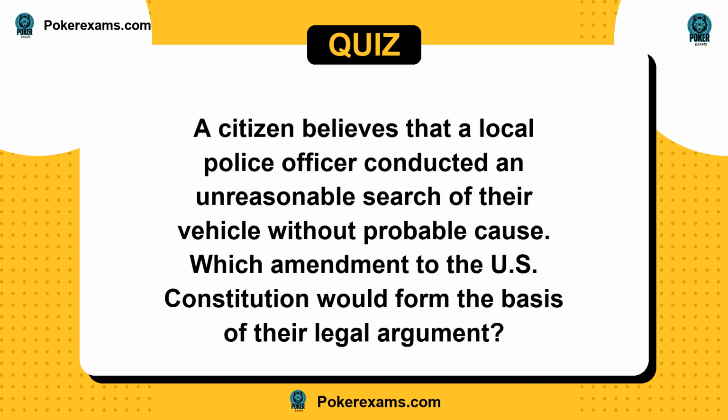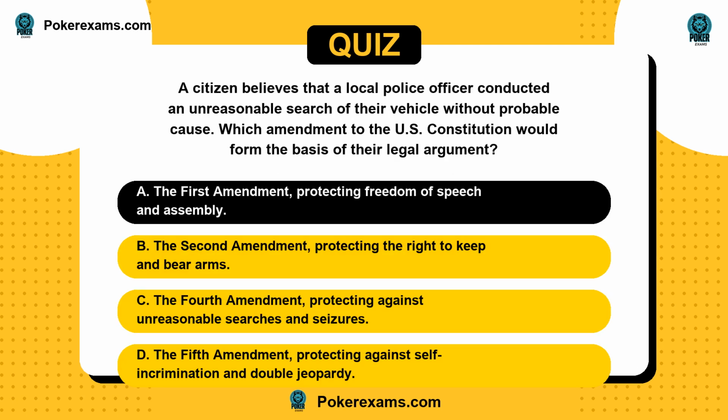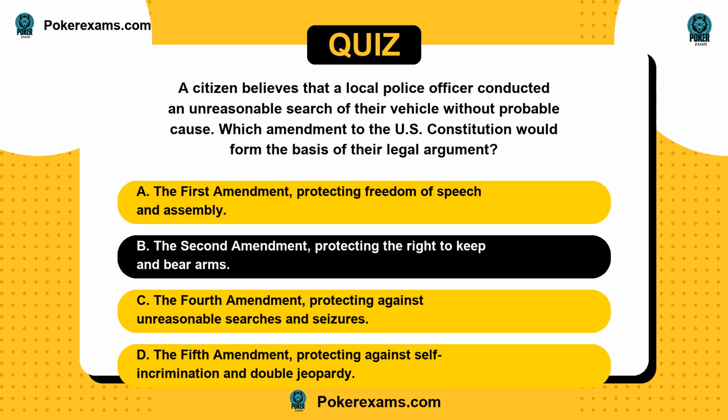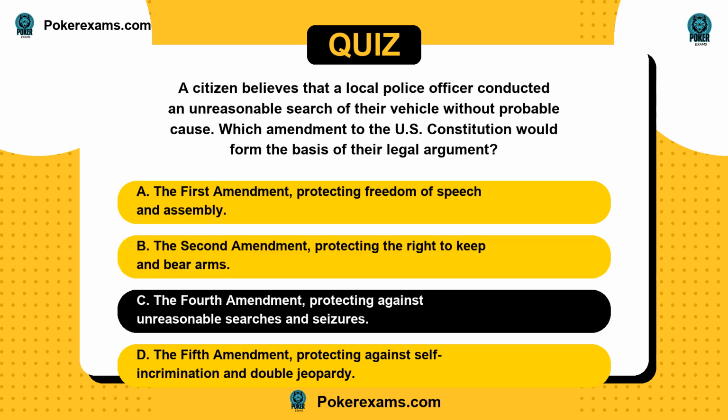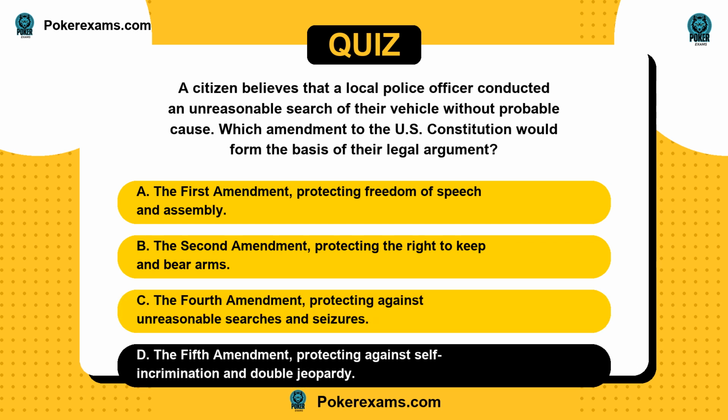Next question. A citizen believes that a local police officer conducted an unreasonable search of their vehicle without probable cause. Which amendment to the U.S. Constitution would form the basis of their legal argument? Is it A, the First Amendment, protecting freedom of speech and assembly? Or B, the Second Amendment, protecting the right to keep and bear arms? C, the Fourth Amendment, protecting against unreasonable searches and seizures? Or D, the Fifth Amendment, protecting against self-incrimination and double jeopardy?